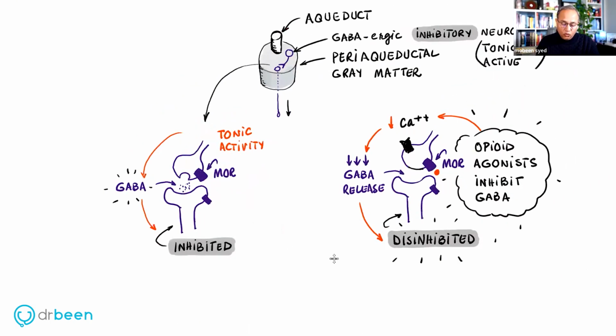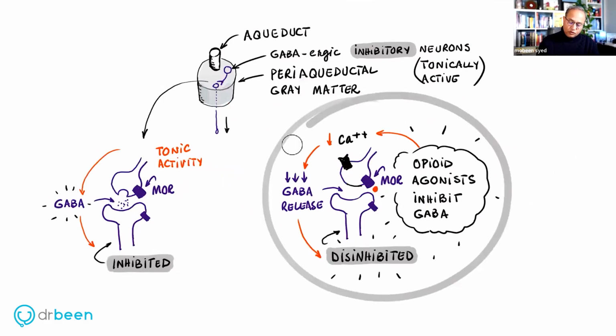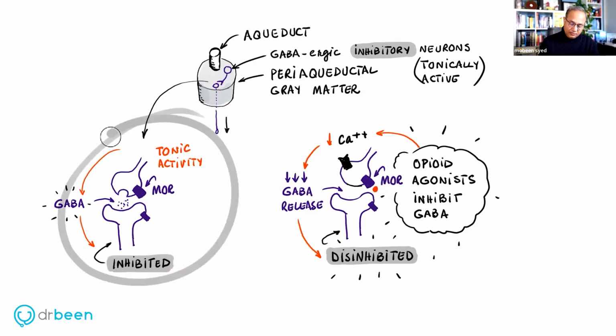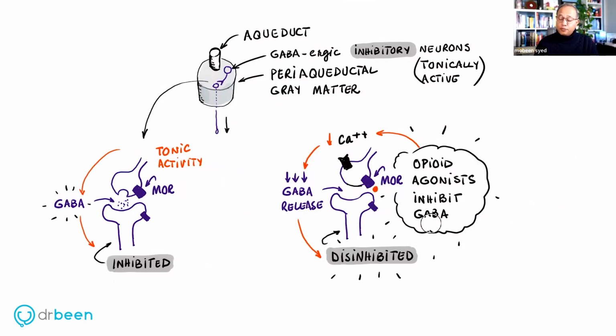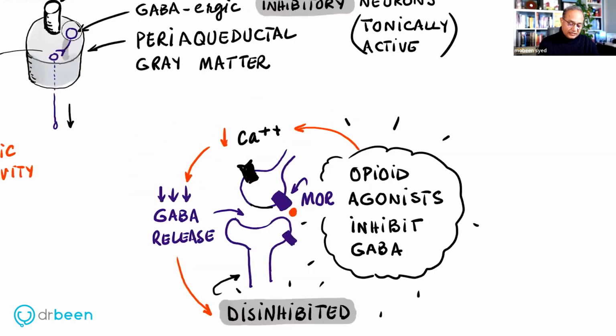Now, when opioids are present in the system, I'm going to go here to show the same system, but in the presence of opioids. So let's look at it. Again, the same neuron, this tiny neuron is over here. This is the end of it. There is the mu receptor for opioid. This little red thing represents opioid.